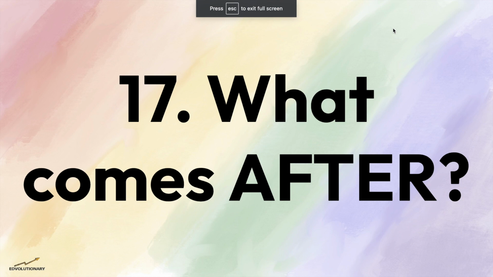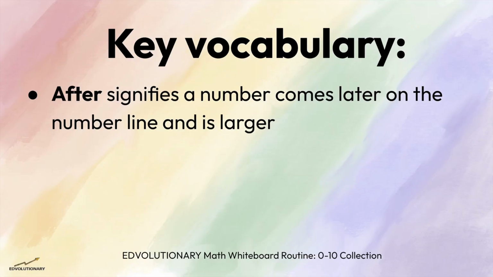All right, week 17, what comes after? So this builds on what we've been doing with one more and one less, but uses different language that students will also need to be familiar with. So we're actually starting with what comes after because that's easier for students to comprehend because we usually count 1, 2, 3, 4. We kind of build on that idea of what comes after already. So let's see how this week unfolds.